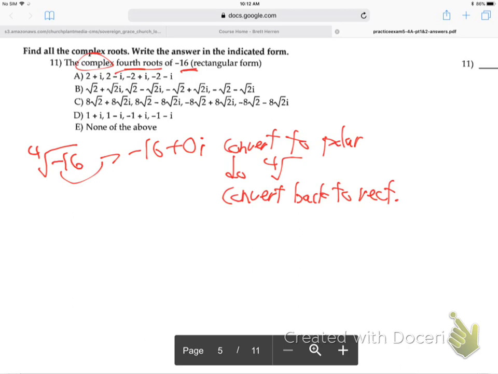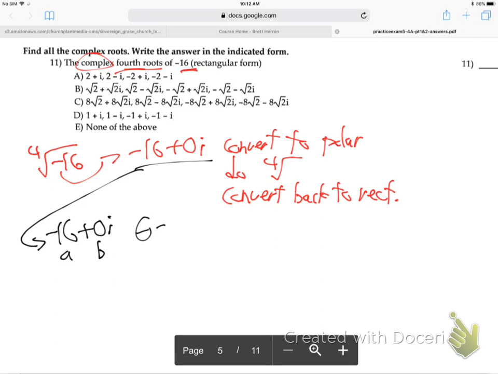All right, so here we go. Let's take minus 16 plus 0i. I put it in the a plus bi format, right? This is my a, this is my b. That could be confusing right there, like, hey, minus 16, but you've got to write it as minus 16 plus 0i, in a plus bi format.